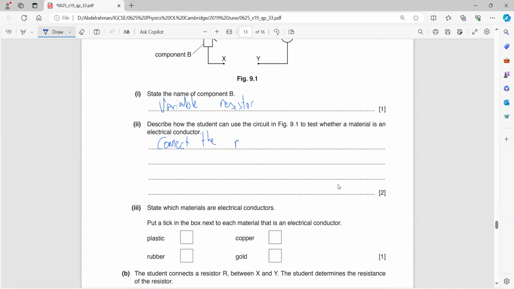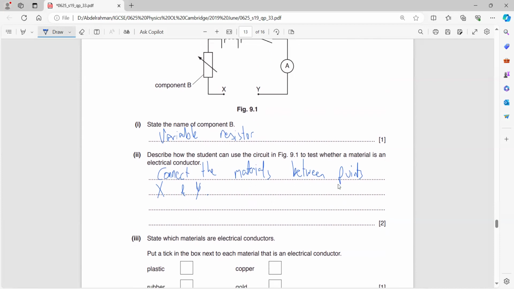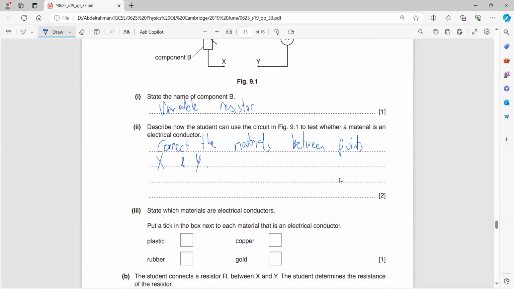Connect the materials between points X and Y. We do not need the fuse here. We only need an ammeter, which is already given. Check the ammeter if it gives a reading or not. That's quite easy.